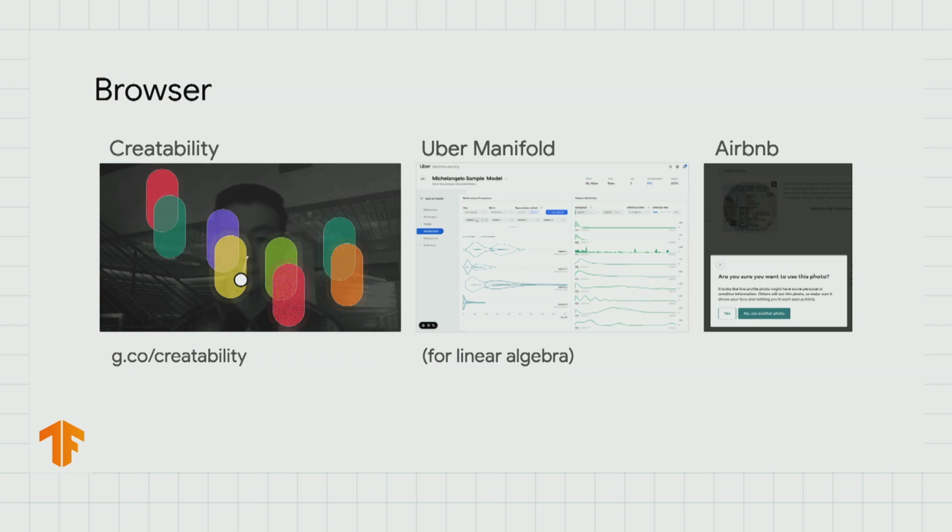Uber Manifold is using us, also in a web app. Their web app allows you to analyze an ML model and compare two ML models together. It has a server, but a lot of the computation to make it super fast and interactive is done on the browser itself. What's interesting here is they don't use us as an ML library. They actually use our lower level ops like matMul and other linear operations to do fast linear algebra because we accelerate on the GPU.